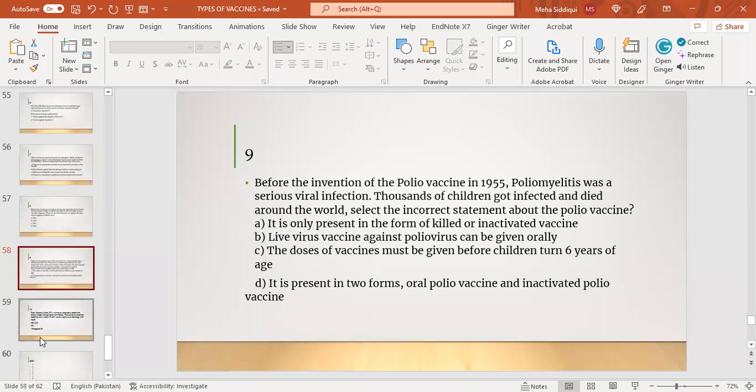MCQ number 9. Before the invention of polio vaccine in 1955, poliomyelitis was a serious viral infection. Thousands of children got infected and died around the world. Select the incorrect statement about the polio vaccine. It is only present in the form of killed or inactivated vaccine. Live virus vaccine against polio virus can be given orally. The doses of vaccine must be given before children turn 6 years of age. It is present in two forms, oral polio vaccine and inactivated polio vaccine.